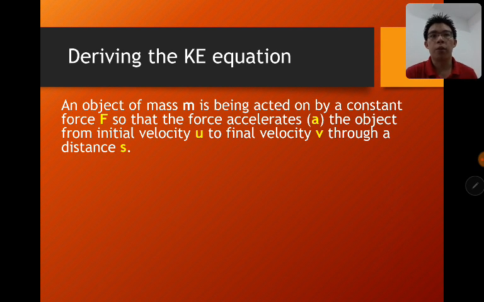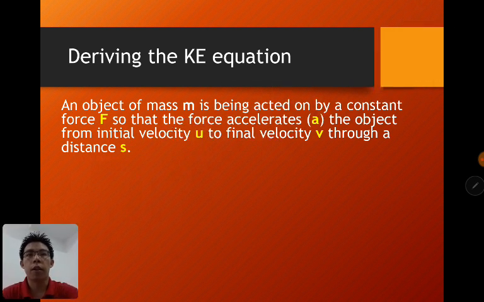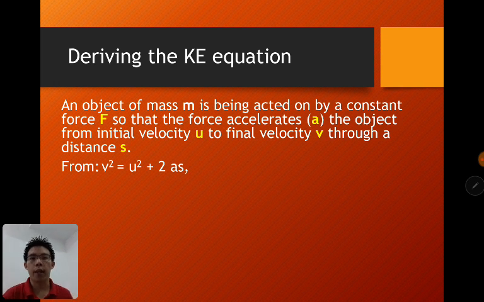Okay, in A level you need to know how to derive this equation of kinetic energy. So let's look at the case here. We have an object of mass m being acted on by a constant force F, so that it accelerates from u to v through a distance s. So from v squared equals u squared plus 2as, we can use this because it's uniform acceleration. We have m added on to every single term of them, so that is mathematically correct.